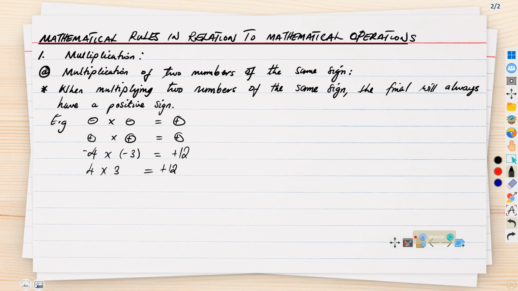Then another rule that you must know is that when multiplying, we are looking at B, multiplication of two numbers of opposite signs.